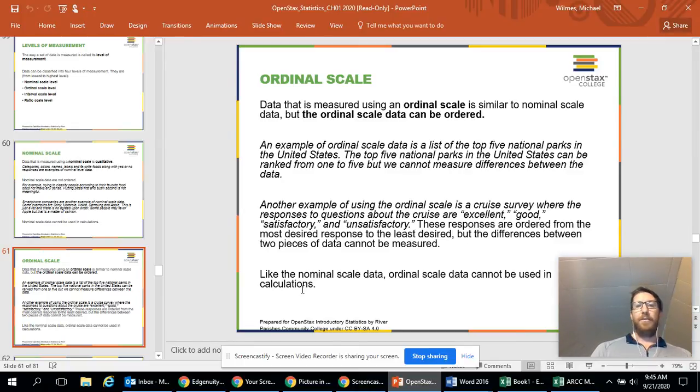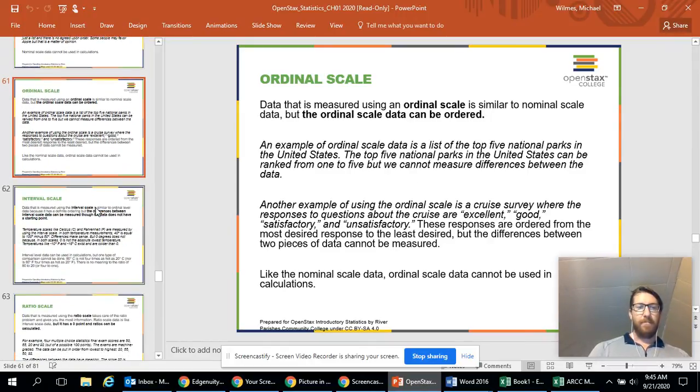This cannot be used in any sort of calculations, it's just a ranking system. So this can't be like the square miles of these state parks, unless we put that in an order of 1, 2, 3, 4, 5.